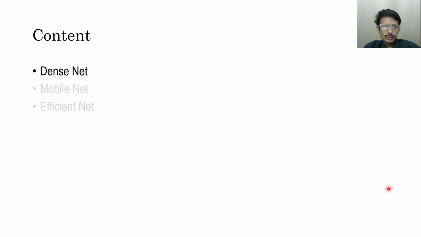Hello and welcome to the lecture CNN Model Architecture Part 2. In this lecture, we mainly focus on three important CNN-based networks, namely DenseNet, MobileNet and EfficientNet. So we start with DenseNet.